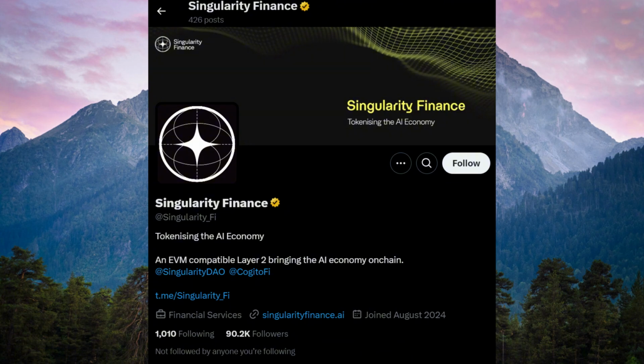Step 4. Storing your SFI tokens. After purchasing the SFI tokens, you need to decide where to store them. You can keep them on the exchange for trading or transfer them to a private wallet for security. Exchange wallet: convenient for quick trades, but riskier due to potential exchange hacks.